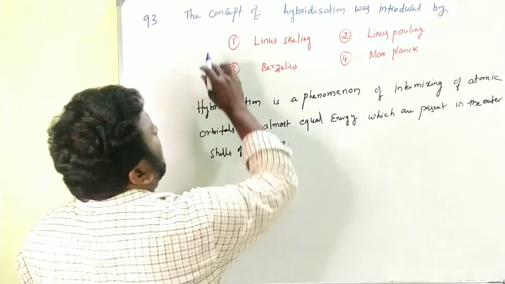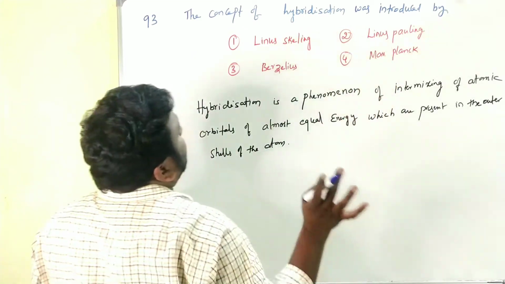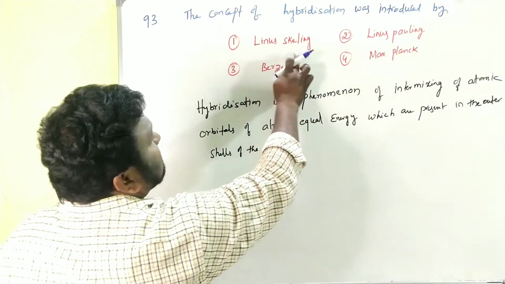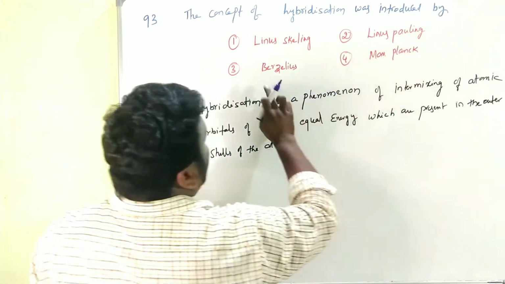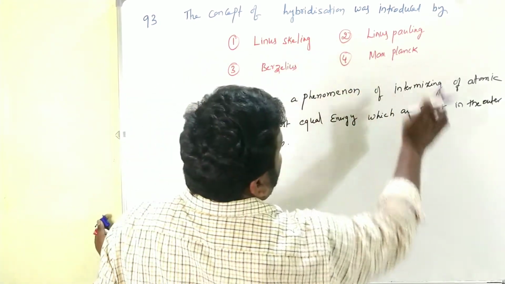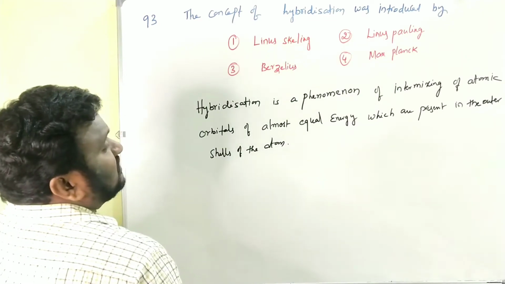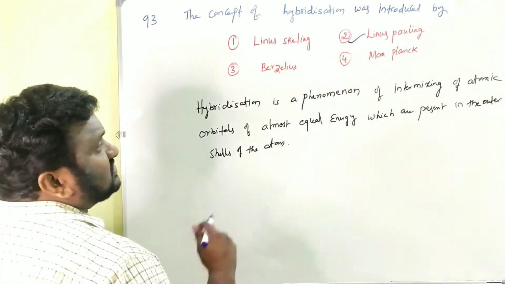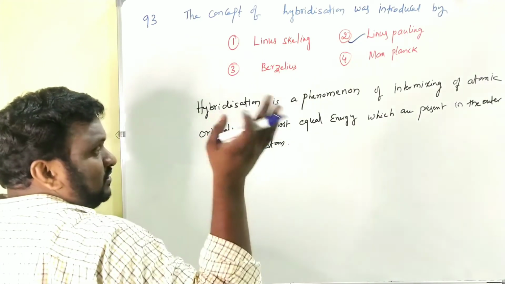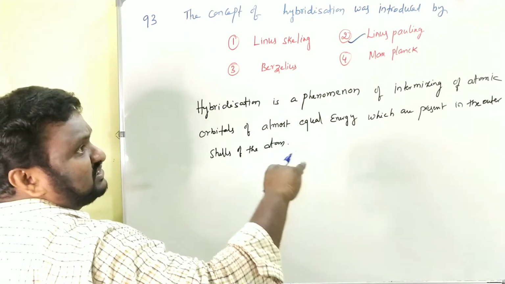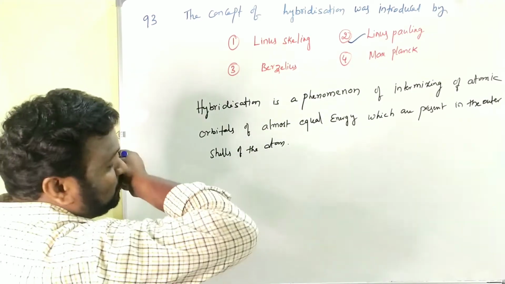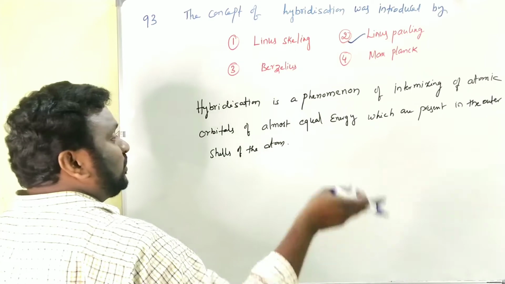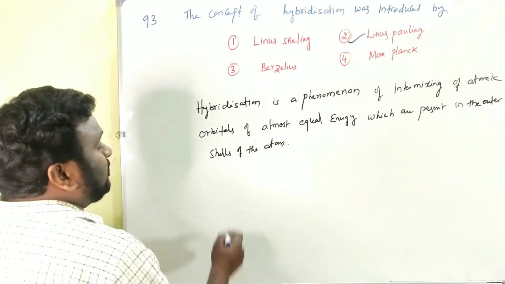The concept of hybridization was introduced by Linus Pauling, Berzelius, or Max Planck. So the answer is Linus Pauling. The first thing is, what is meant by hybridization? For this regular batch, there is no syllabus in your textbook as a regular syllabus, because it is in the deleted syllabus. Even though it is deleted syllabus, you have to check it once.